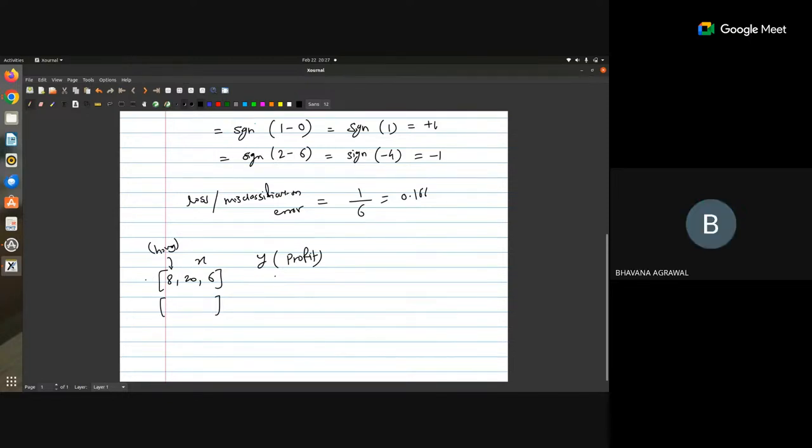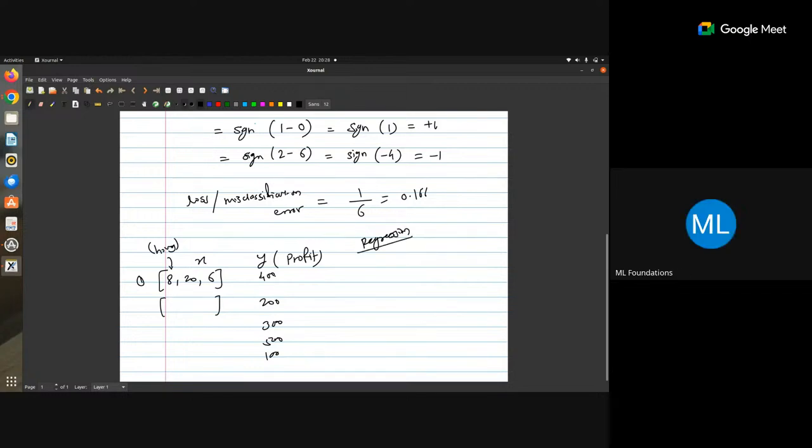Profit. Suppose in the first month I had a profit of, let's say, 400 rupees. The second month, let's say, 200 rupees. The third month, 300 rupees. Then 500, then 100, like this. This is the data, and it is coming from the log which I'm maintaining, correct? So what kind of problem is this? Is this a classification problem or a regression problem? This is the regression problem, right?